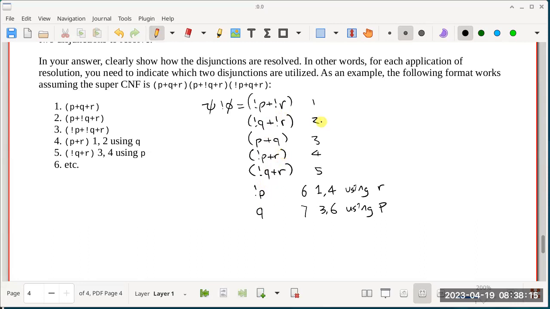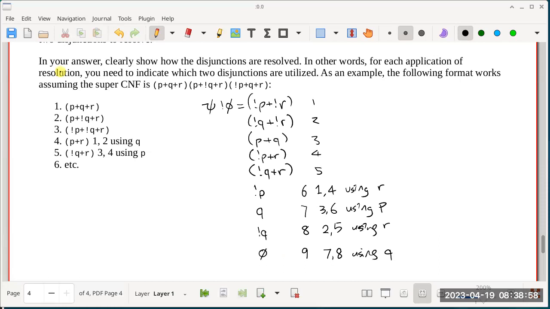Not Q can be singled out because of 2, 5. So now we say we can single out the not Q. And this is going to be expression 8 by combining 2, 5. And when we combine 2 and 5, we are using R as the connection. So now that we have these, we just have to look at 7, 8. Okay, so this is expression 9. By combining 7, 8 using Q, we get false.